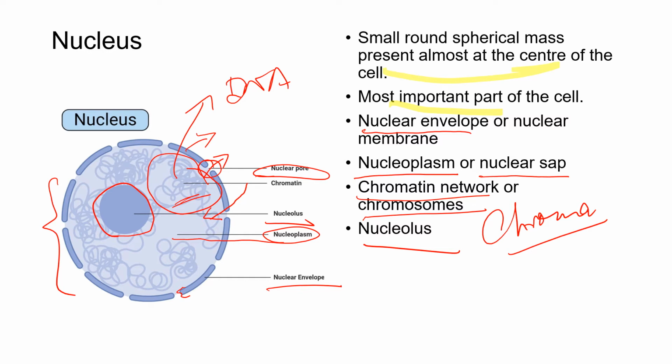And the nucleolus may be bound to the membrane or it may not be bound to the membrane. It might be floating in the nucleoplasm. It is rich in proteins and RNA. DNA we have already spoken about, deoxyribonucleic acid. And here is another term, RNA, which is ribonucleic acid. Now let us move on to the functions of the nucleus.